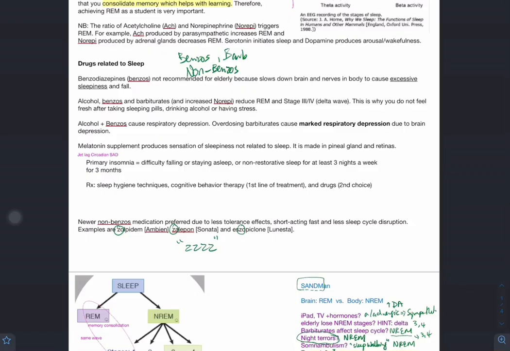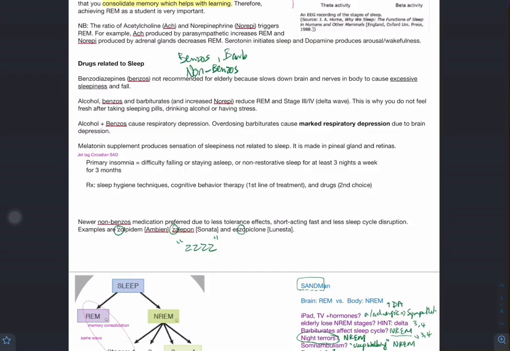Alcohol, benzo, and barbiturates. Alcohol is similar to barbiturates in functions. They, as well as increasing norepinephrine due to your adrenal, they all would reduce your REM and your stage 3 and 4, which is your deep sleep. This is why you don't feel fresh after taking sleeping pill or drinking alcohol or having stress, which has to do with norepi.